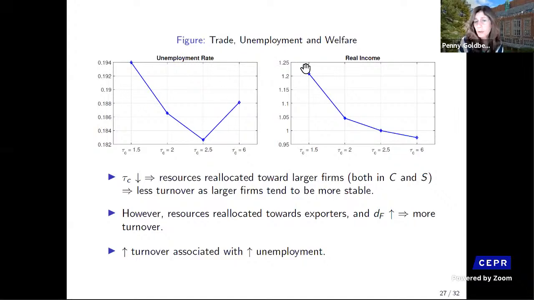Another result that we think is very interesting, that again is one of the most robust results in the paper, is that despite the increase in unemployment, real income goes up. We compute two measures of welfare. One is real income, and one is real income taking into account the disutility of unemployment. And even if you take into account the disutility of unemployment, real income still goes up. And the reason for that, which will come next, is namely the effects of trade on productivity.